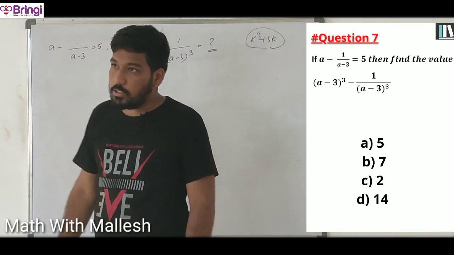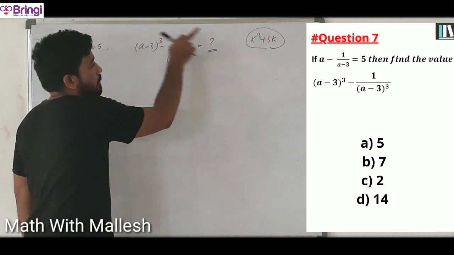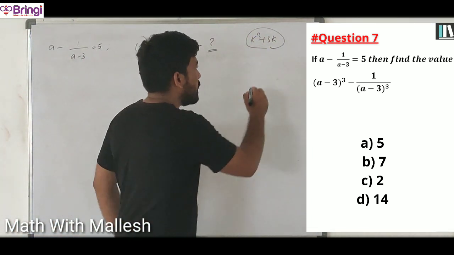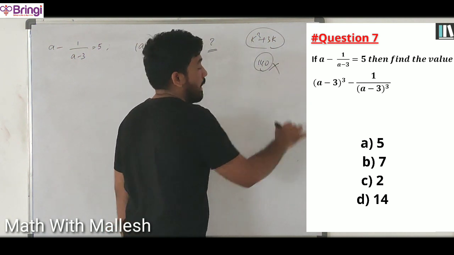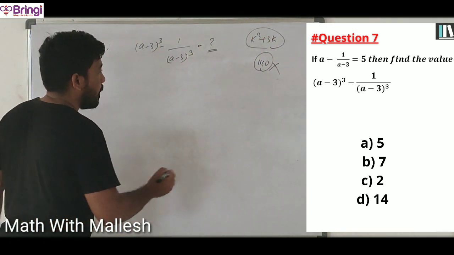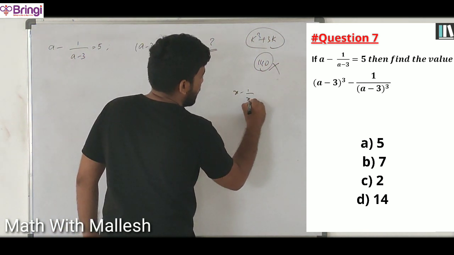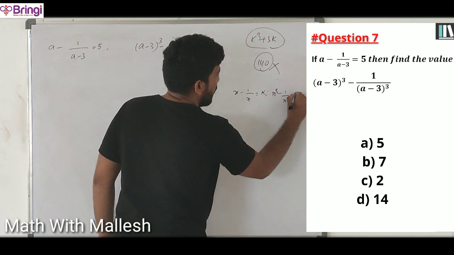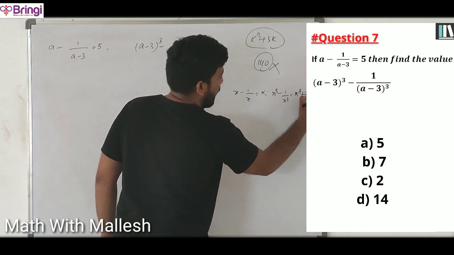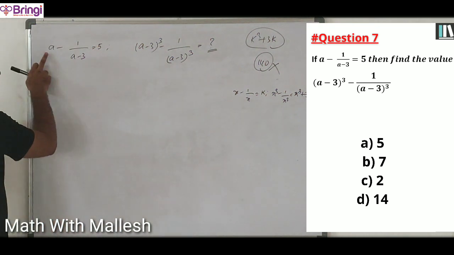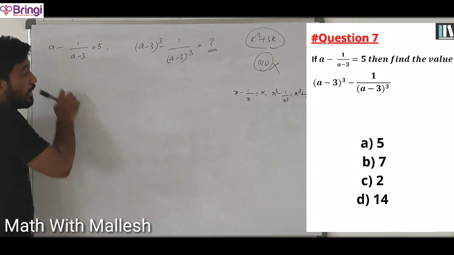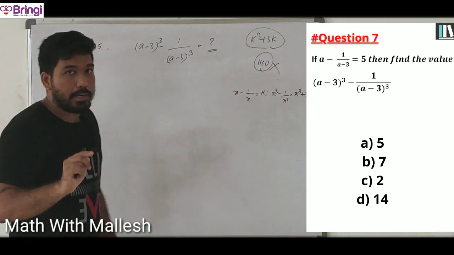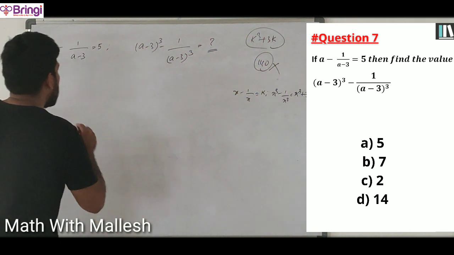Most of the students will go with the option 5 cube plus 5 times of 3, 15, 125 plus 15, 140. But this is absolutely wrong, because the formula says x minus 1 by x is equal to k, then x cube minus 1 by x cube is equal to k cube plus 3 times of k. But we don't have that here; we have a minus 3 and we have a. So in this situation what do we need to do? We need to do a subtraction of 3, and I will tell you why we need to do it with the 3.